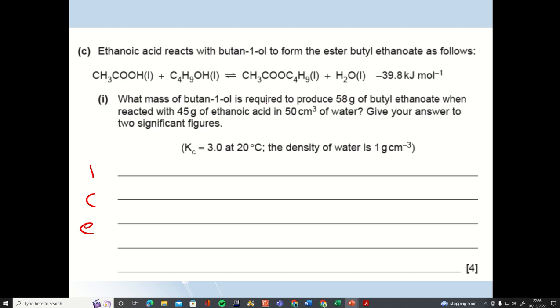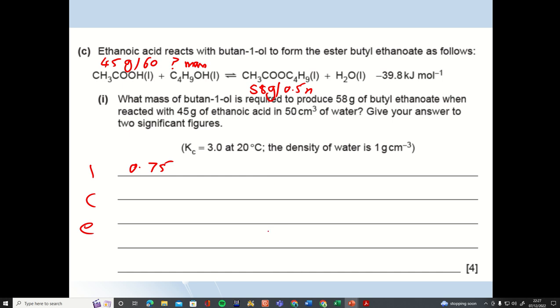We're looking at what mass of butan-1-ol is required. So let's put a little question mark there and put mass on it, to produce 58 grams of butyl ethanoate. This is butyl ethanoate, so we've got to make 58 grams of that. Now that is, if we do the calculation, 0.5 of a mole, when reacted with 45 grams of ethanoic acid. So we're going to start with 45 grams of that over 60, that means that we've got, starting off with, 0.75 moles of that to start off with.